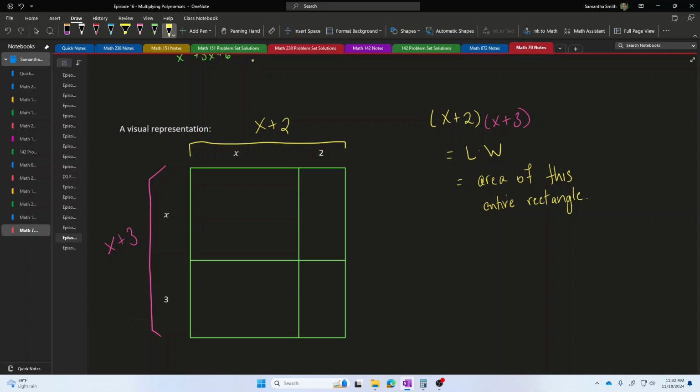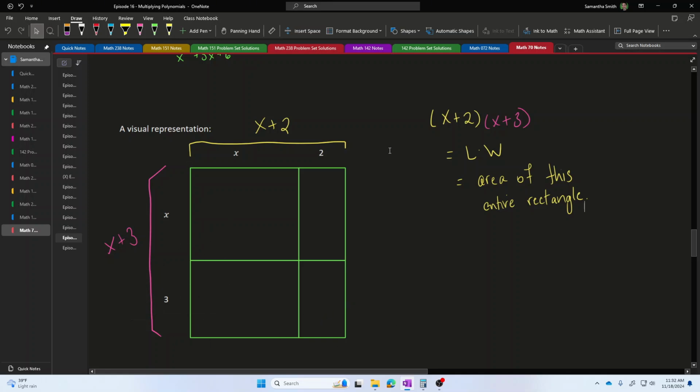But suppose that I split that rectangle into smaller pieces. Suppose that I split the rectangle and split this first side. So instead of it being x plus 2 all together, I split the side so that this portion was just the x part of it, and this portion was just the 2 part of it. And the other side I will split so instead of being x plus 3 all together, the first part of it is just x, and the second part of it is just the 3.